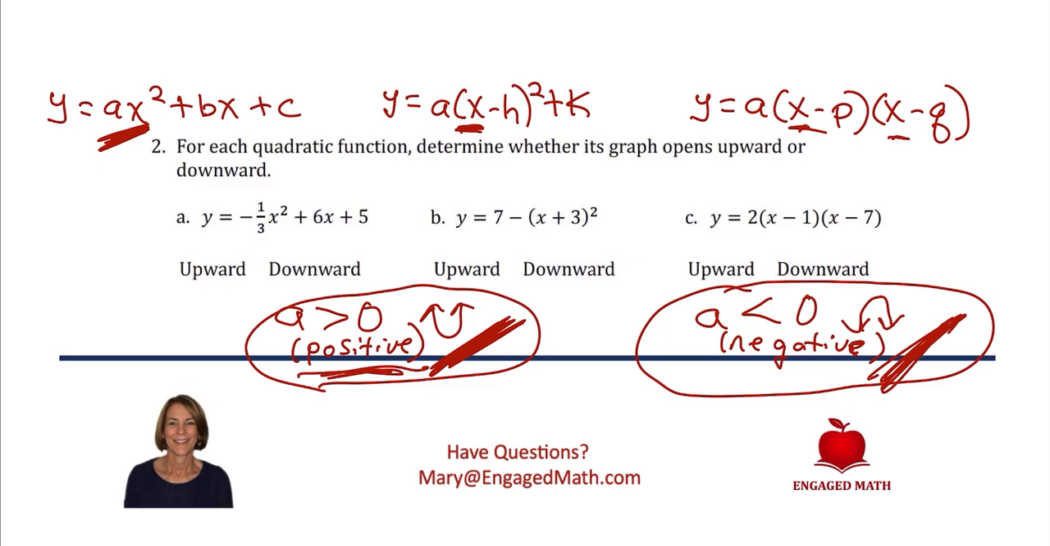So let's just look at the first one, A. In this case, the coefficient on x squared is negative. Our graph opens downward. We don't know exactly what that graph looks like, but we know it's going to open that way. Let's look at the second one.